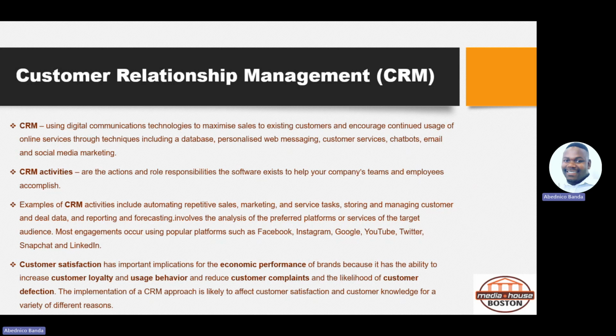So customer satisfaction has important implications for the economic performance of brands because it has the ability to increase customer loyalty and usage behavior and reduce customer complaints and the likelihood of customer defection. So customers leaving you for better competitors. The implementation of a CRM approach is likely to affect customer satisfaction and customer knowledge for a variety of reasons.